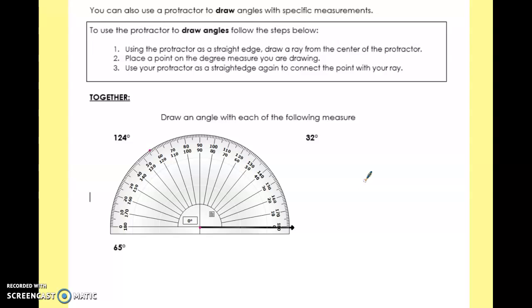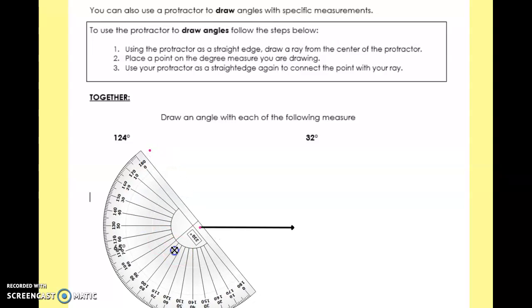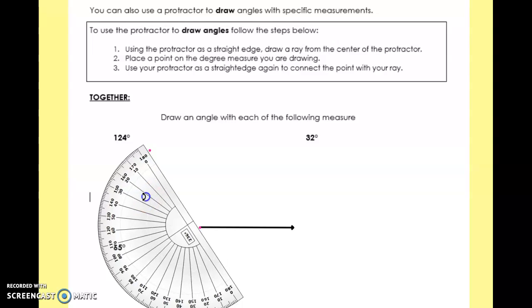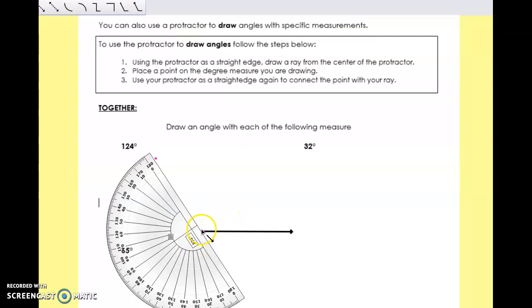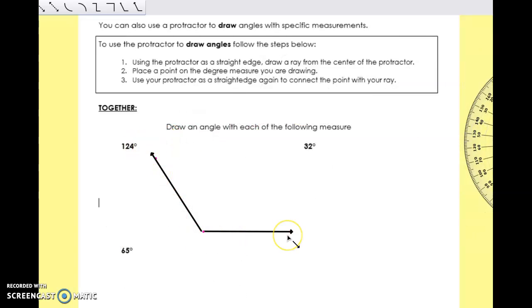Step 3 says use that protractor as a straight edge again to connect the point with the ray. This also measures, but is a great straight edge to make sure that you are making nice straight lines. It's probably easier on paper than on this computer, but you line it up so that you can draw your ray. Yours is probably going to be a little more accurate than mine since you're on paper, but hopefully you see the point. So this would be an angle of 124 degrees.